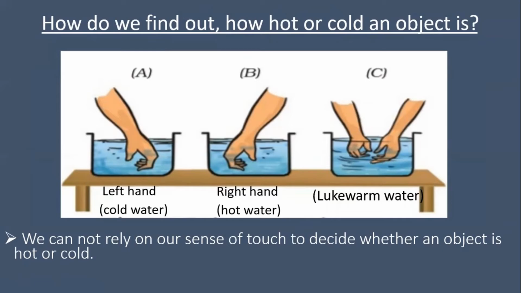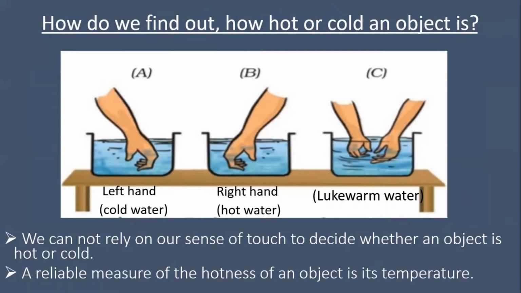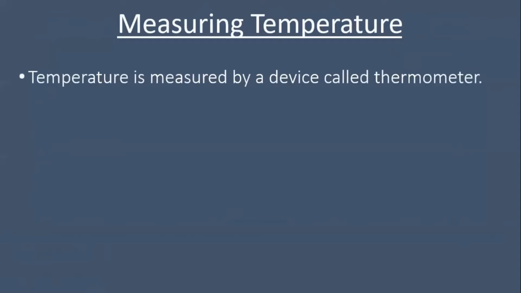What is the reliable measure for this? A reliable measure of the hotness of an object is its temperature. How do we measure temperature? Temperature is measured by a device called a thermometer.